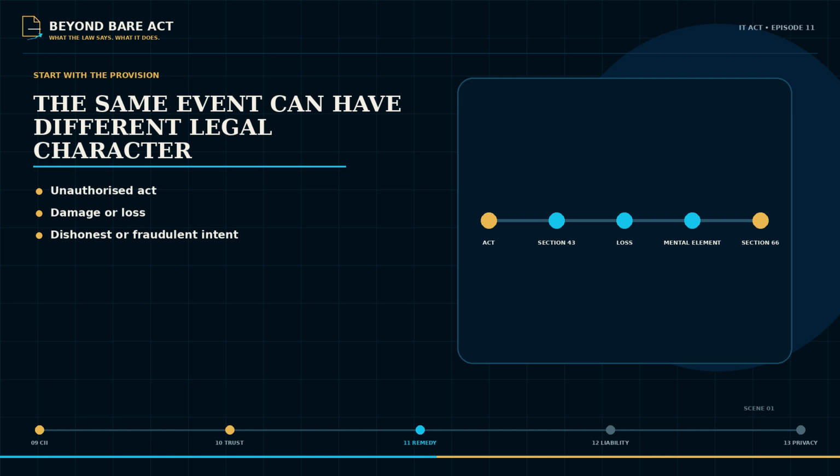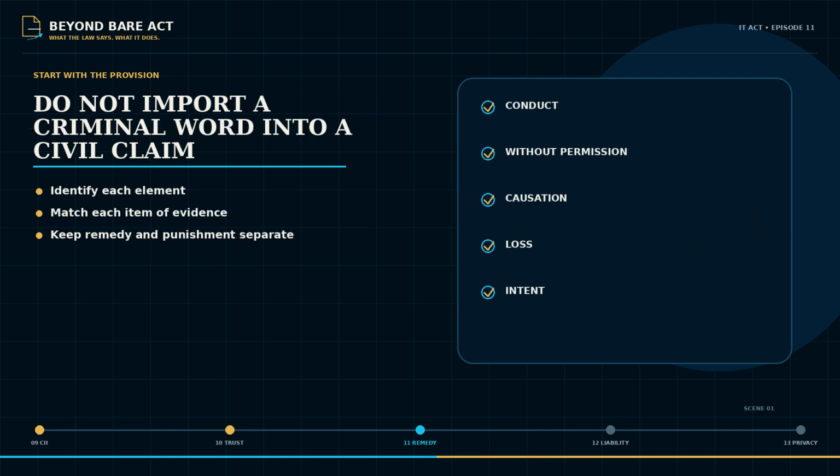Build a matrix with one row per legal element. What act occurred? Was permission absent or exceeded? Which computer resource was involved? What damage or loss followed? How is causation shown? Which evidence supports dishonest or fraudulent intent? Who can be attributed to the act?